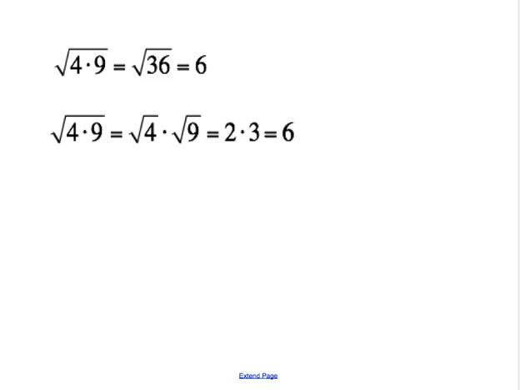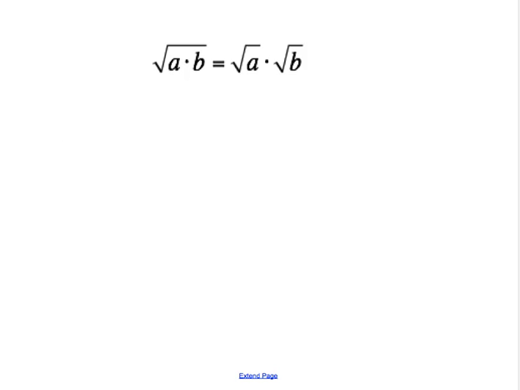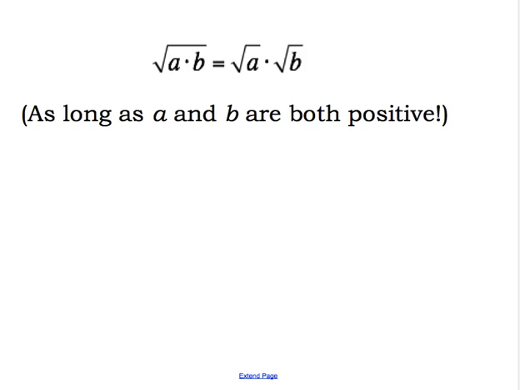Piece of cake. Now that second one actually seems like it might be a little more difficult, and sometimes it is. In this case, I'd use the first method. But this property is always true and can be useful. The square root of a times b is always the square root of a times the square root of b, as long as a and b are positive. If they're not, then this isn't going to work. But for all our examples, these are going to be positive numbers.